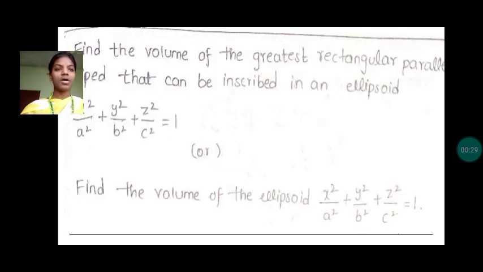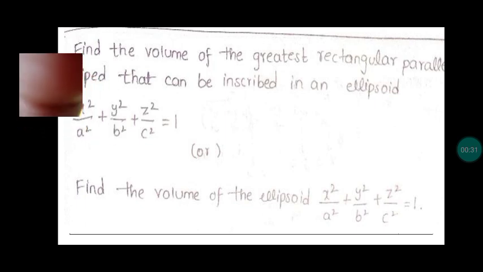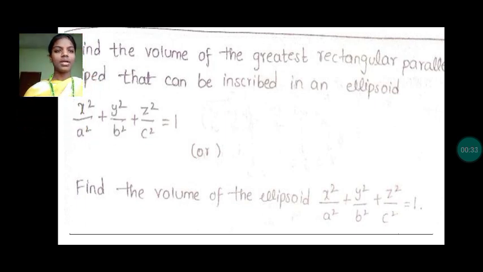Find the volume of the greatest rectangular parallelepiped that can be inscribed in an ellipsoid x²/a² + y²/b² + z²/c² = 1. This question is also asked as: find the volume of the ellipsoid x²/a² + y²/b² + z²/c² = 1.